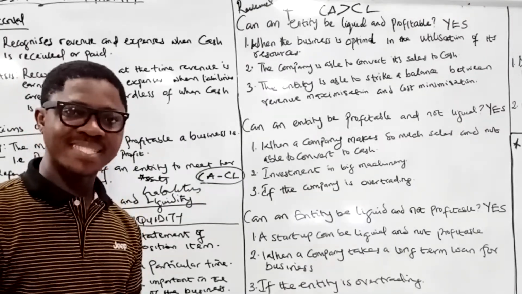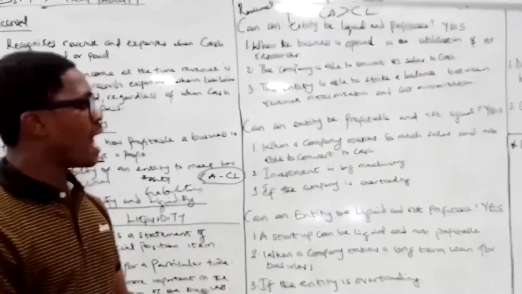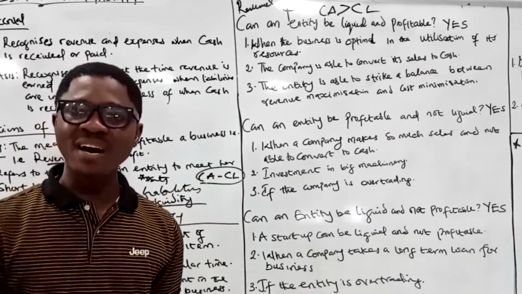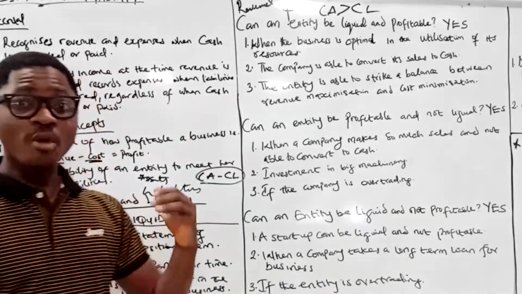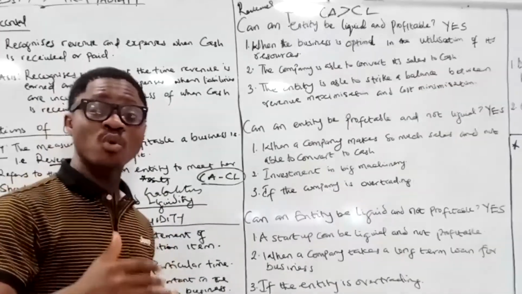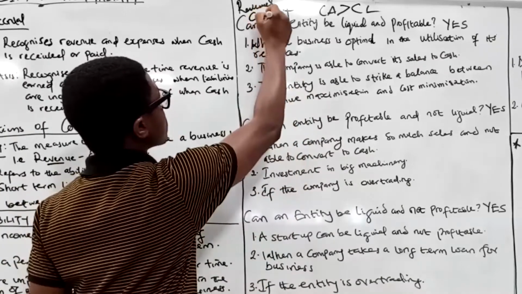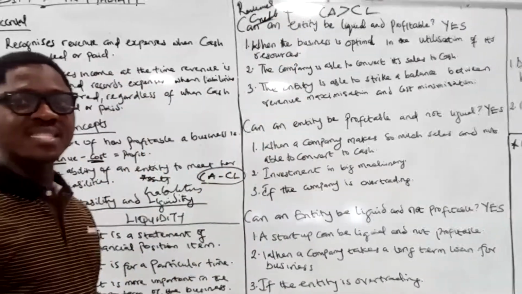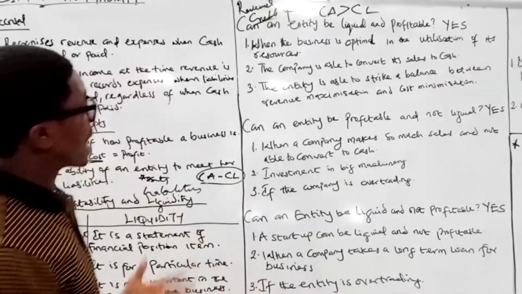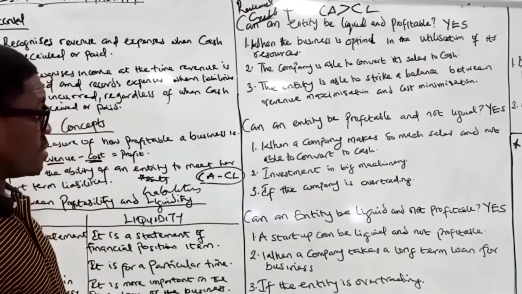How can an entity be profitable and not liquid? Why would the company be profitable and not liquid? One, when the company makes so much sales and is unable to convert the same sales to cash, just as I said earlier. By making so much, it simply means that the company is maximizing its revenue. But all the revenue is on credit. Having the revenue on credit would mean that it doesn't translate to cash. And if it doesn't translate to cash, that would mean that the company is not liquid. That's what that means simply.